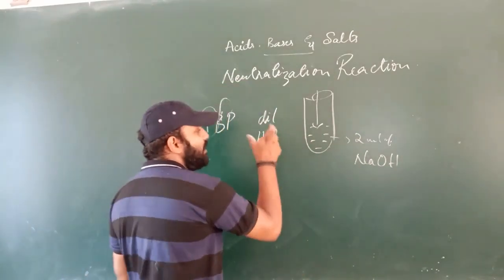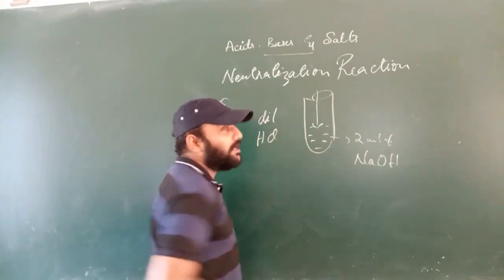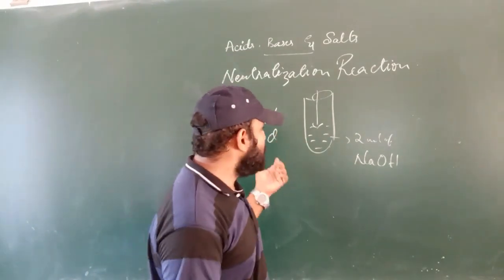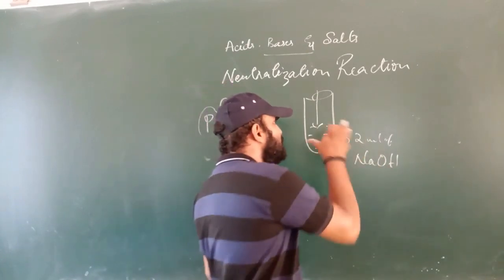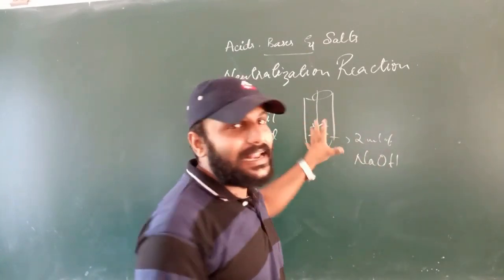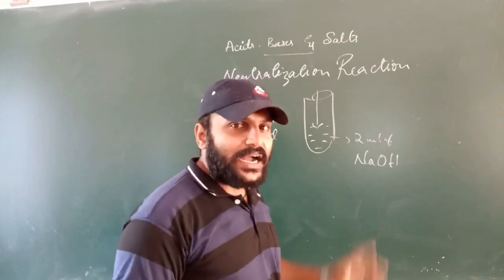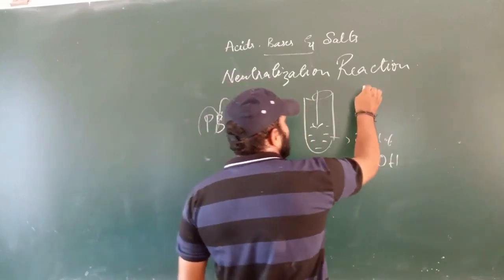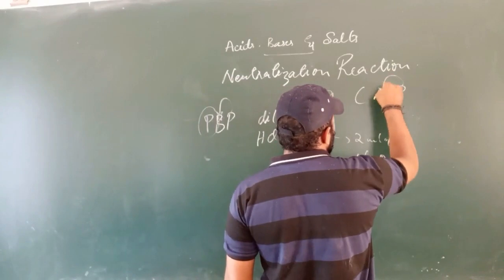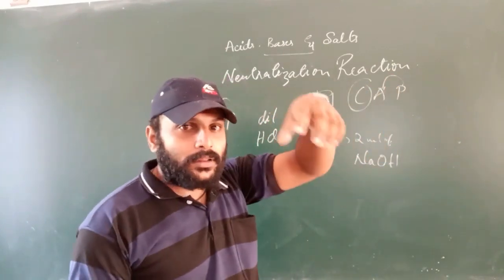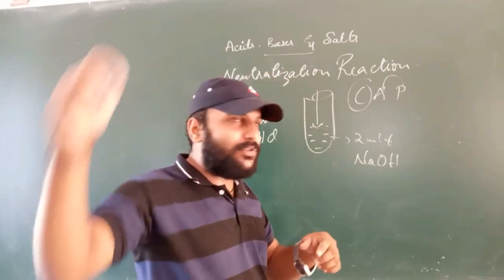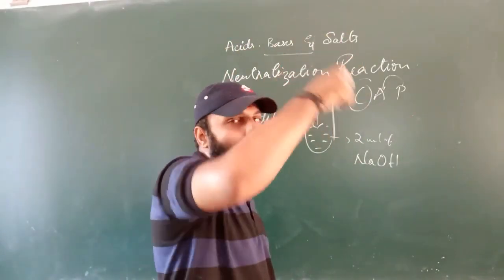Here the base, sodium hydroxide, is reacting with the acid, dilute HCl. That is the reason a reaction is taking place, and we can observe that a colorless liquid is formed. Colorless, because as I told you, CAP: phenolphthalein in acid is colorless. We are not stopping the addition of HCl. We will go on adding HCl drop by drop.